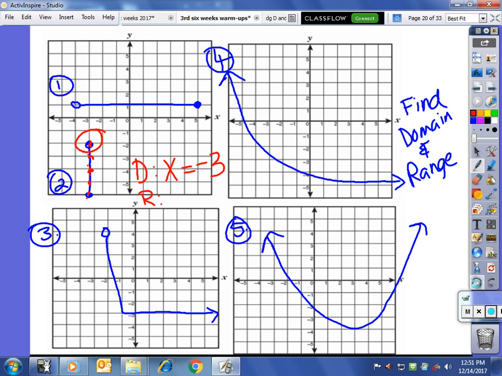So the highest y value is negative 2. The highest y value is right here at negative 2. What's the lowest y value? Negative 6. Now, I usually write the lowest one first, which is negative 6. The highest one is negative 2, and all the other y values are somewhere in between.